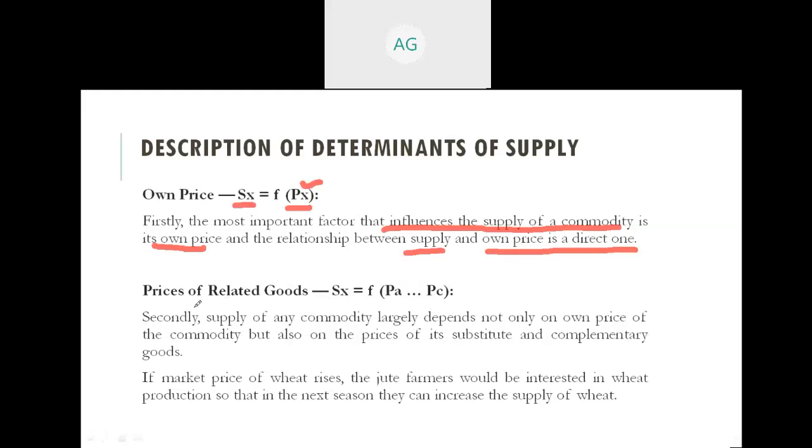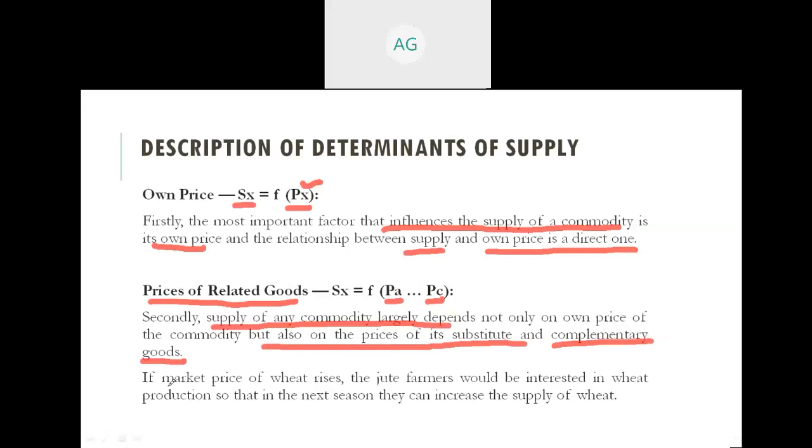Then the second factor is the prices of related goods, as we showed in the mathematical expression from PA to PC. Secondly, supply of any commodity depends not only on its own price, but also on the prices of its substitute and complementary goods. So, if the market price of wheat rises, the jute farmer would be interested in wheat production so that in the next season they can increase the supply of wheat.